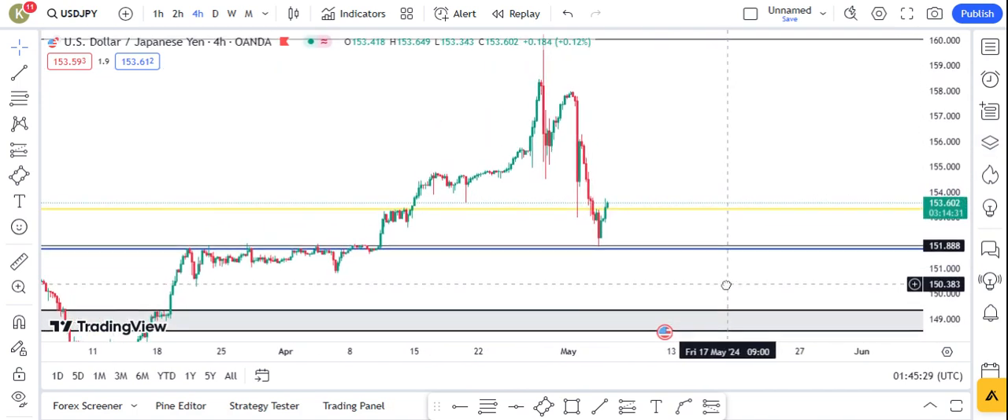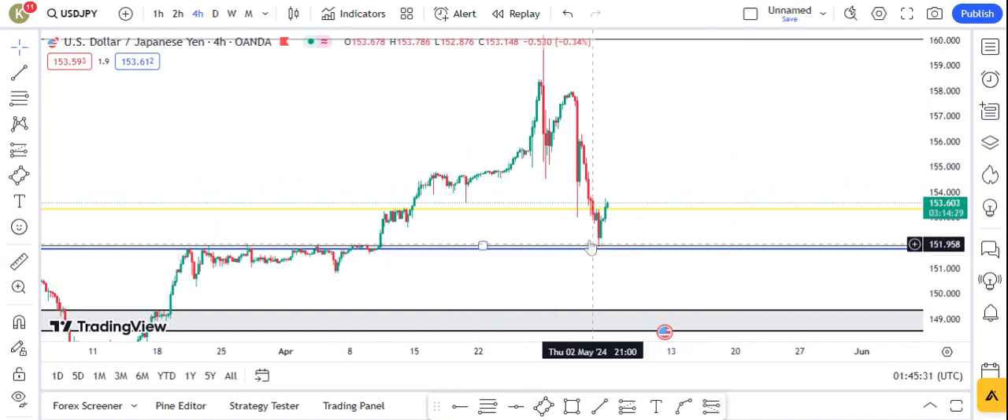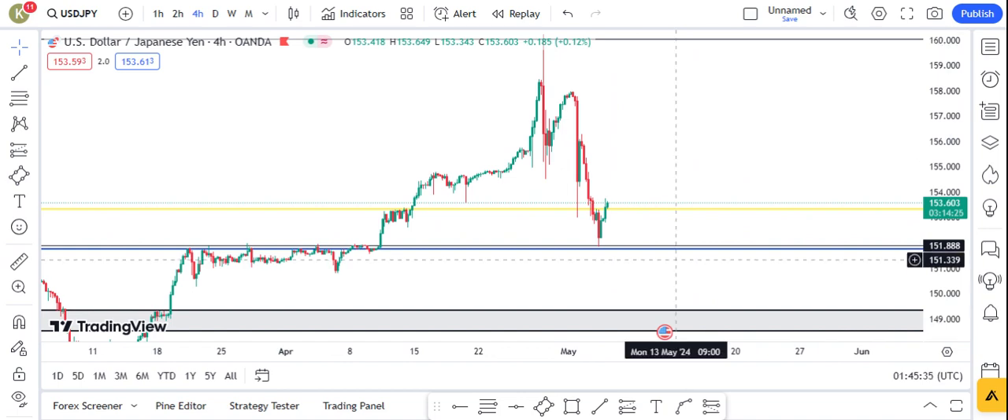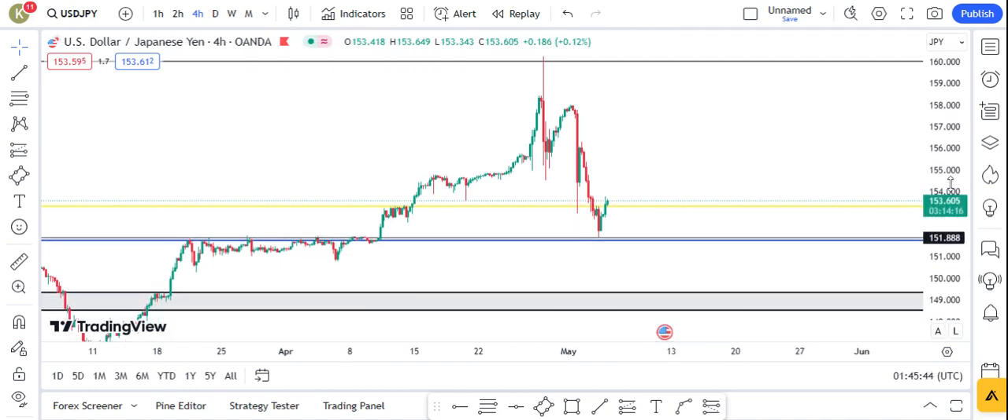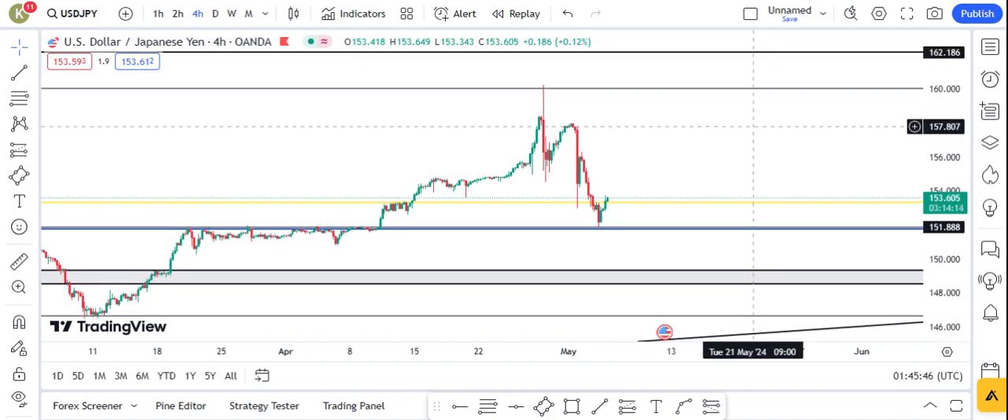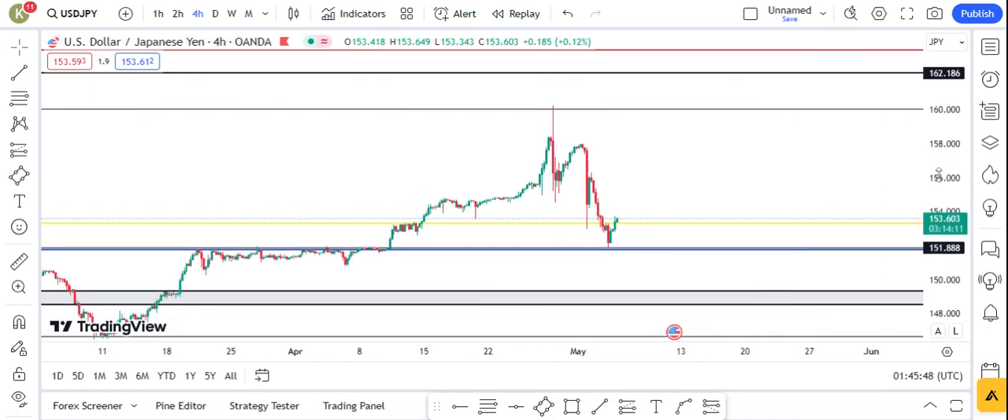What we just have to do is that there's also a demand level here. So we are going to wait for the market to give us a pattern or to come back to this demand level here. We just have to be patient, guys, because we still have a lot of opportunities to the upside if we look at it.